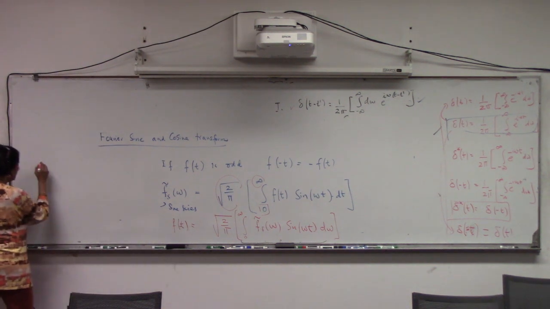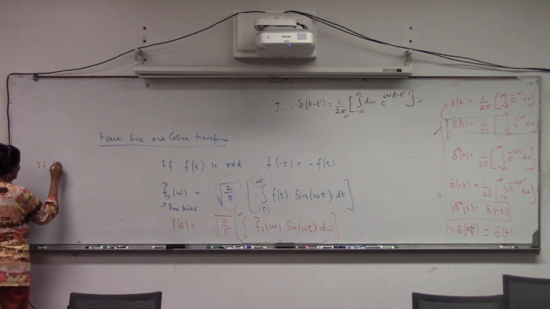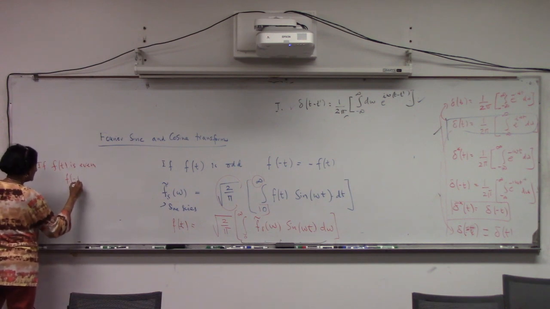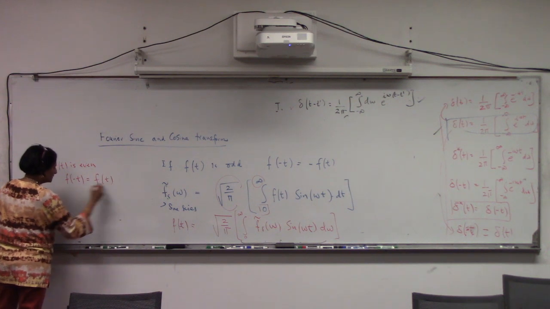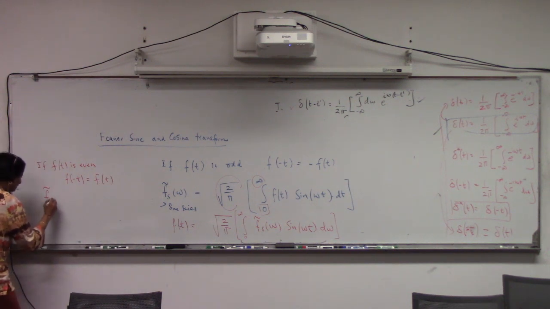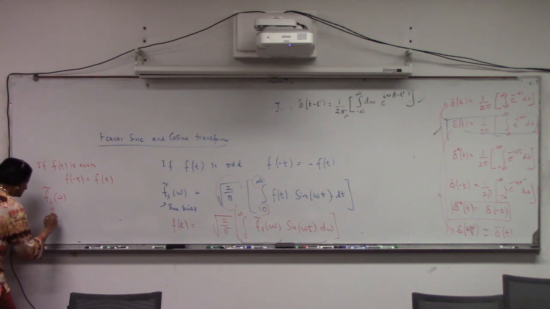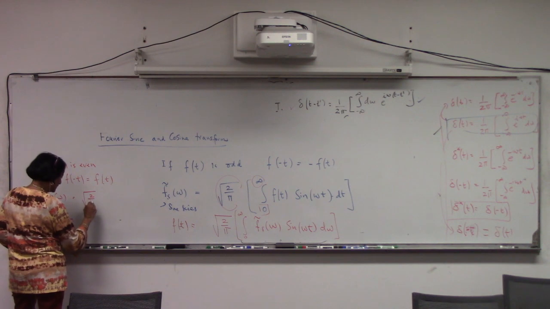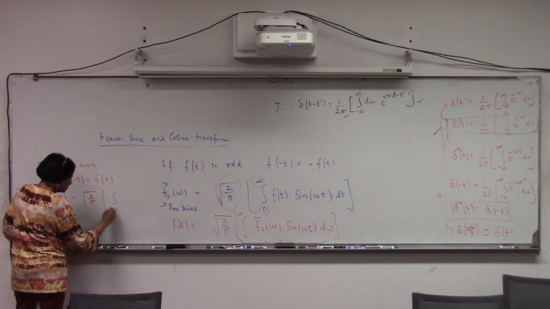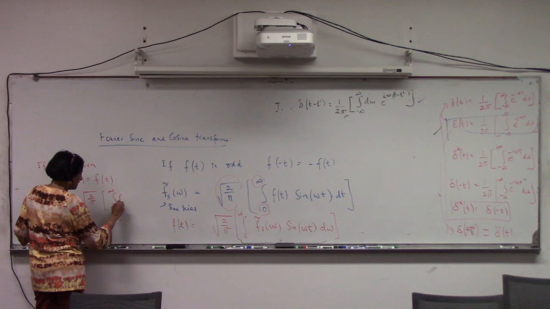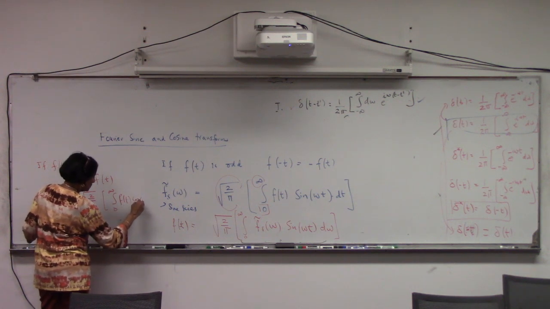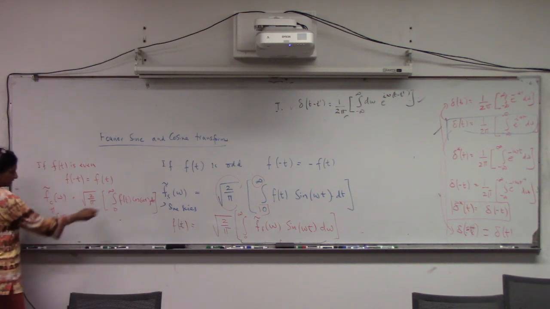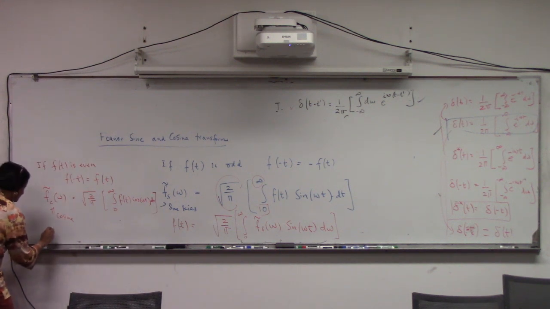Okay, let me write this down before I forget. If f of t is even, of course f of negative t equals f of t, and in that case we define the Fourier cosine transform. This represents a cosine series, and it is simply square root of 2 over pi, integral from 0 to infinity of f of t cosine of omega t dt. Similarly, the inverse one will be the other way around, so you don't have to worry about that.